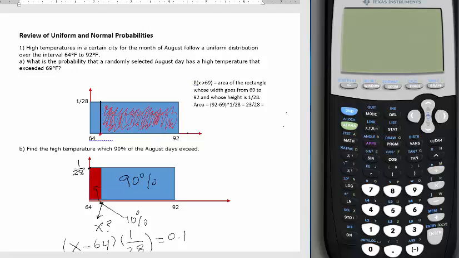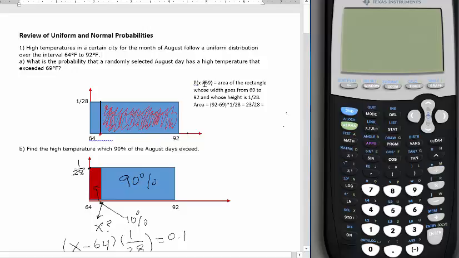Okay, how do we find this area? This is a rectangle. The area of a rectangle is length times width, or if you want to think of it here, it's width times height. Now, what is the width of the rectangle? The width of the rectangle goes from this red dot all the way to 92. What's this distance here? You just subtract 69 from 92. That will be 23. Now, what is the height of the rectangle? The height of the rectangle is 1/28. So you just multiply 1/28 by the difference between 69 and 92.